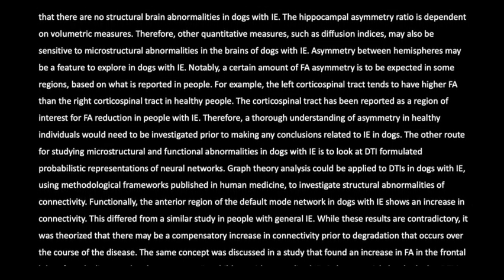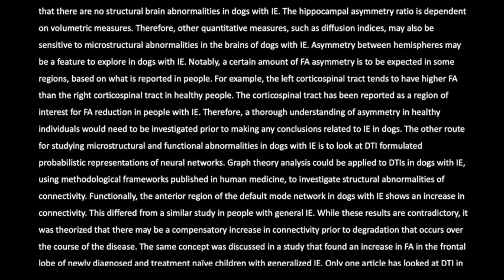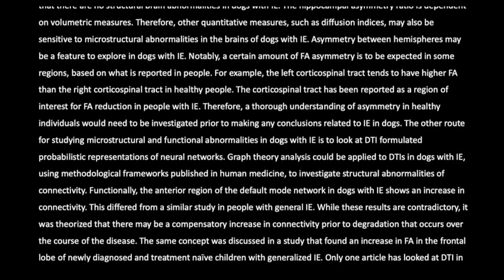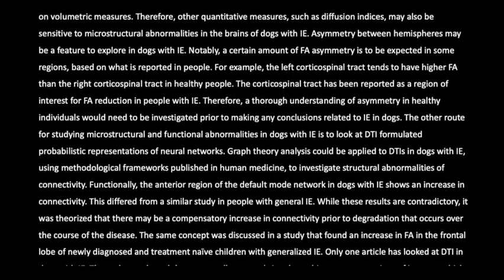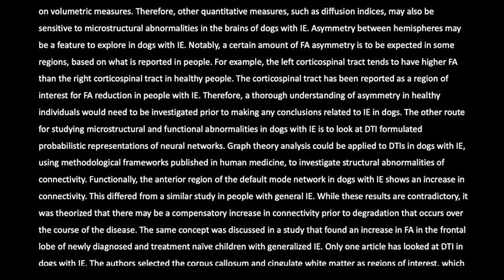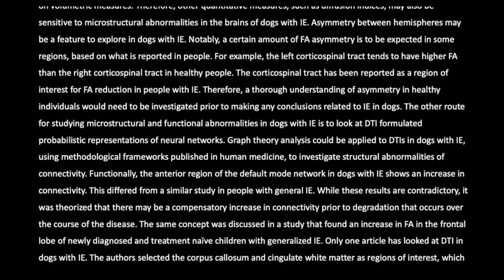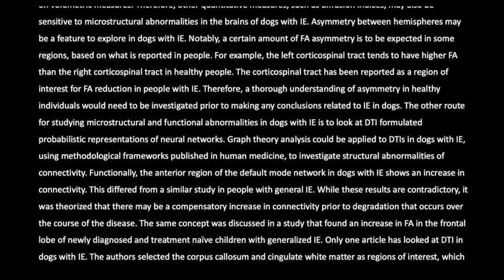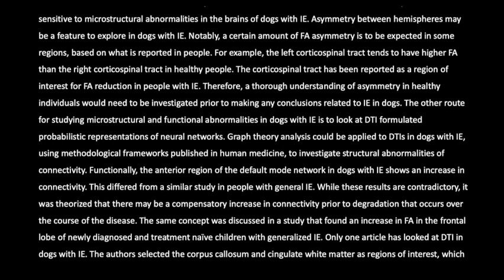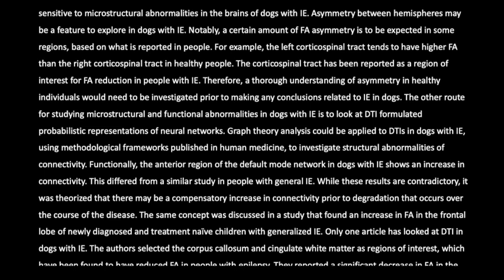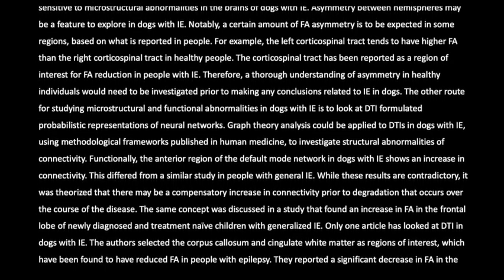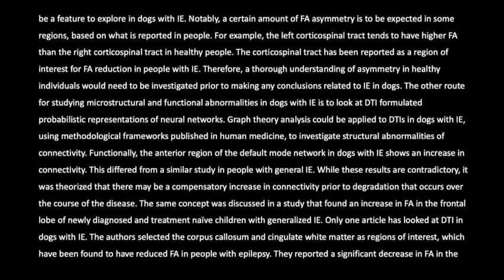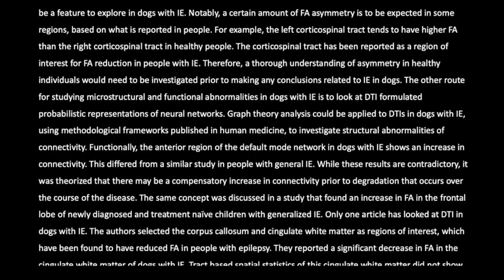The corticospinal tract has been reported as a region of interest for FA reduction in people with IE. Therefore, a thorough understanding of asymmetry in healthy individuals would need to be investigated prior to making any conclusions related to IE in dogs. The other route for studying microstructural and functional abnormalities in dogs with IE is to look at DTI-formulated probabilistic representations of neural networks.